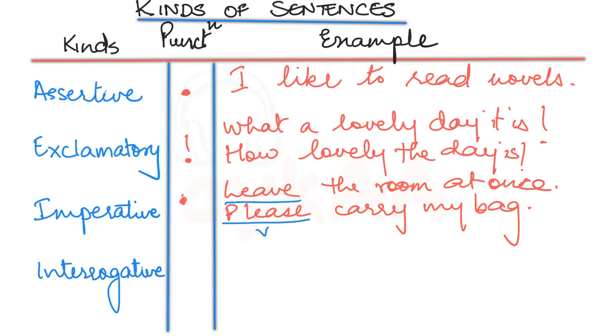Now here, students, the subject is hidden and the subject is you. But you don't say you leave the house or you leave the room. You say leave the room because you're addressing the person. Such a sentence is known as an imperative sentence.